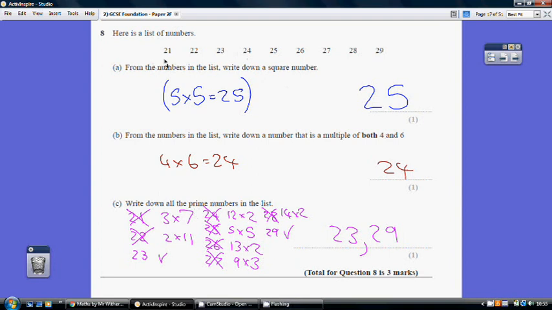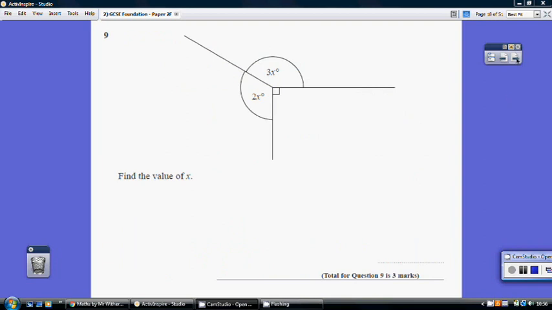Now, part C, write down all the prime numbers in the list. So working our way across them, 21 is not prime because we could have 7 threes. 22 is even, so that can't be prime. 23 is prime.